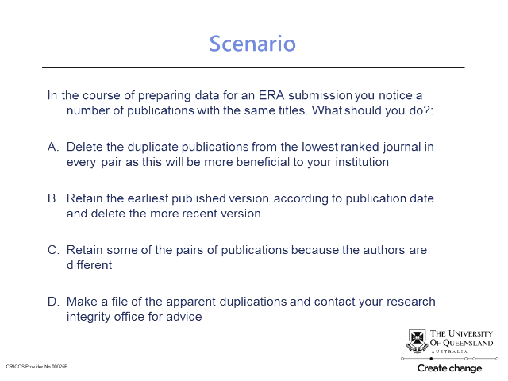It's a little multiple choice. So what would you do? Would you delete the duplicate publications from the lowest ranked journal in every pair, as this will be more beneficial to your institution? Would you retain the earliest published version according to publication date and delete the more recent version? Would you retain some of the pairs of publications because the authors are actually different? Or would you make a file of the apparent duplications and contact your research integrity office for advice?